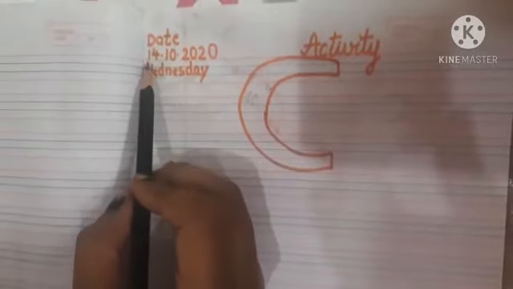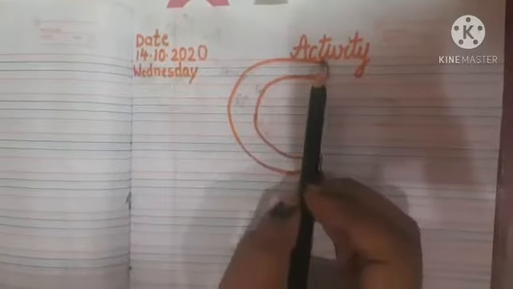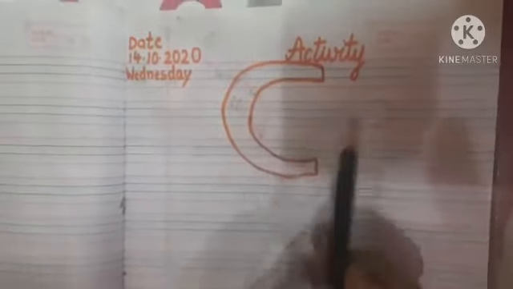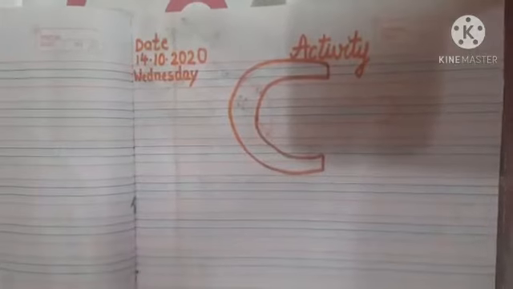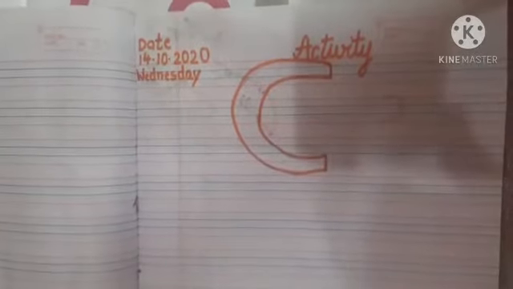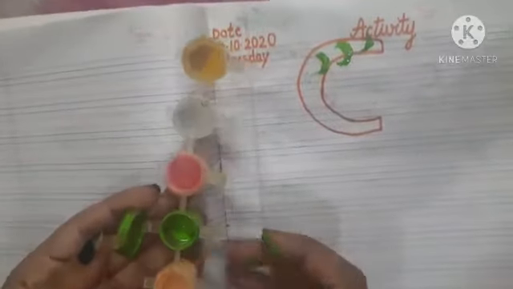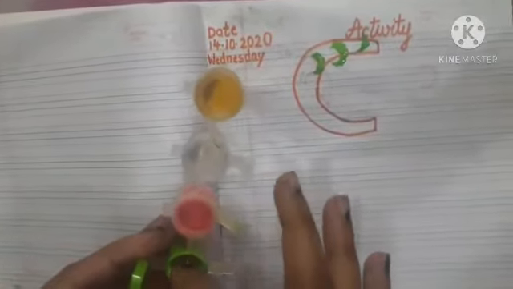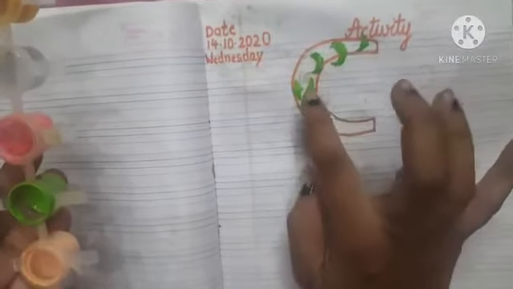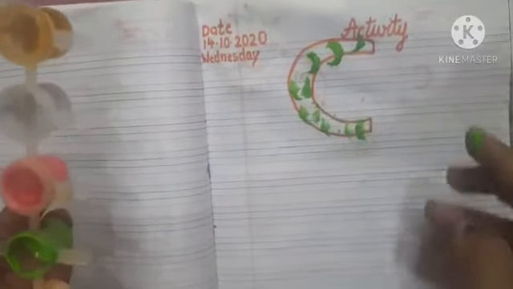Now students, take out your red color notebook. Here you can mention the date, 14.10.2020. What day is today? Wednesday. Here you can write down the activity related to small c. First you have to make this small c like this. Now take watercolor, dip your pointed finger and do like this. Print it like this. Okay.